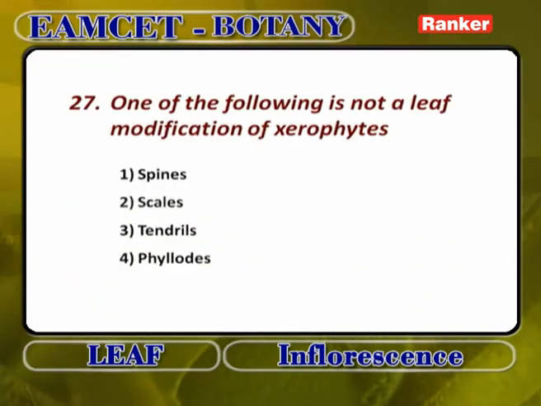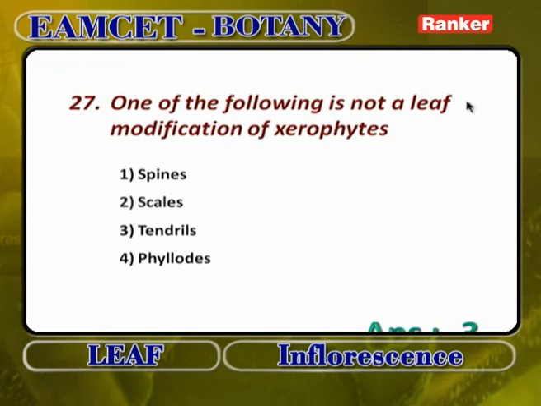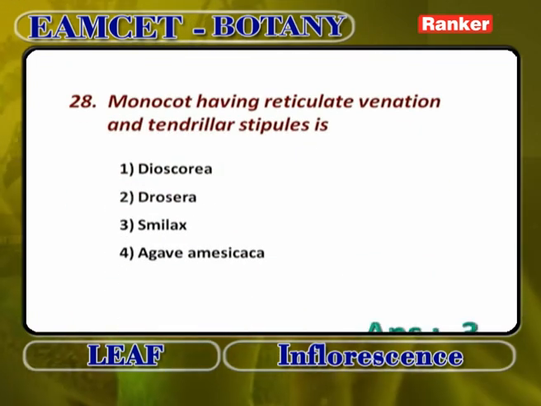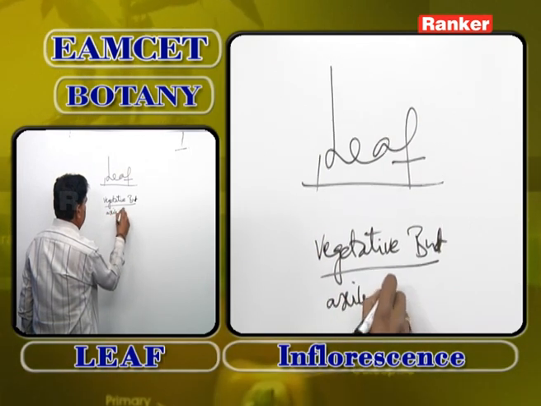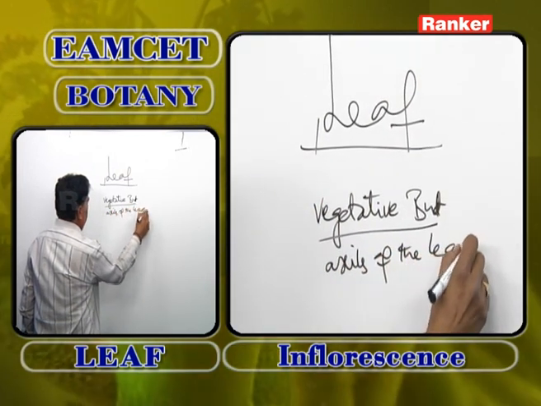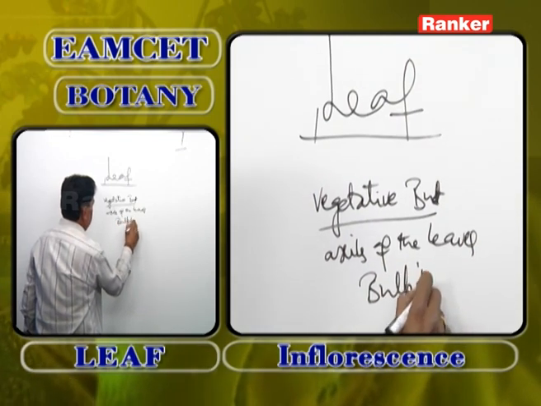Next, one of the following is not a modification in xerophytes. Just now I told you spines, scales, phyllodes are all xerophytic modifications, but tendrils are not. Next, the monocot having reticulate venation and tendrils from stipules is smilax, because Dioscorea is a plant where the vegetative bud, that means the bud in the axils of the leaves, is modified into bulbils.